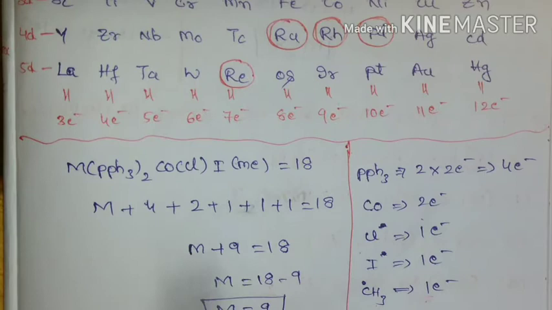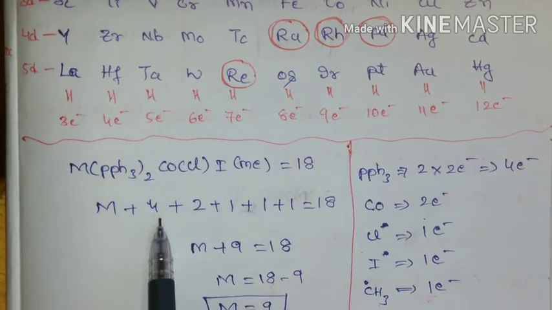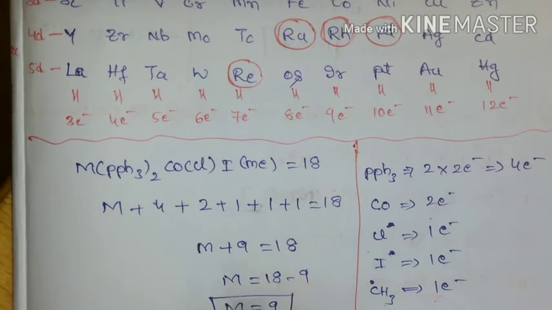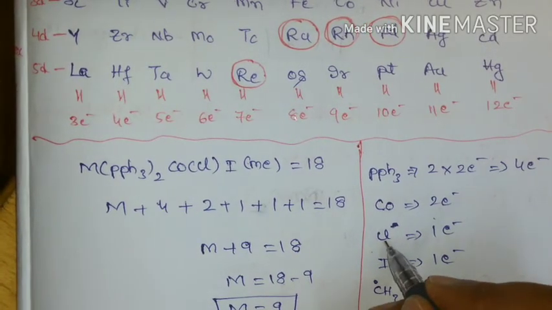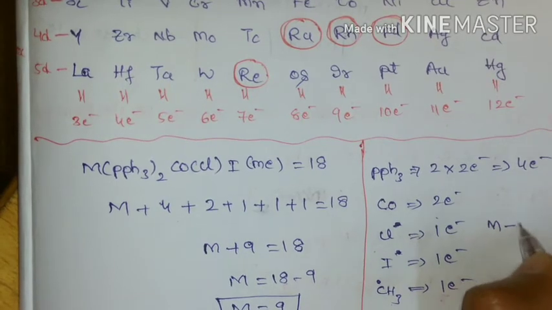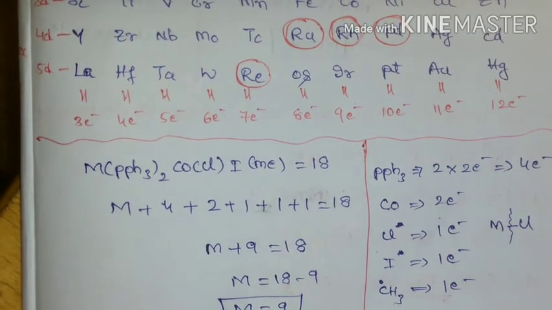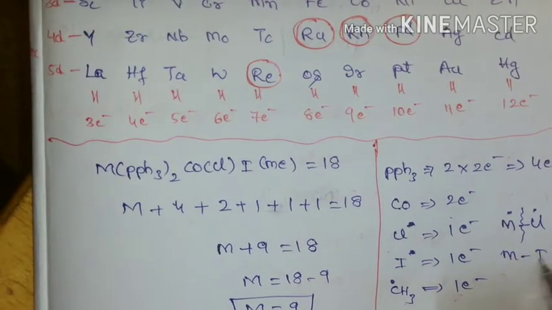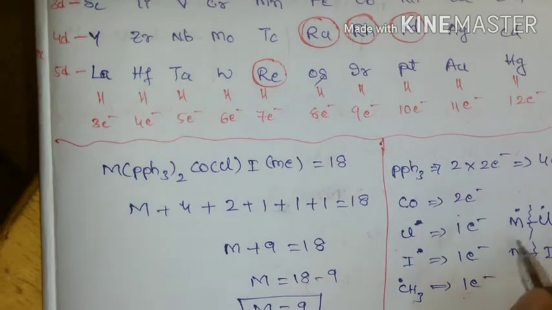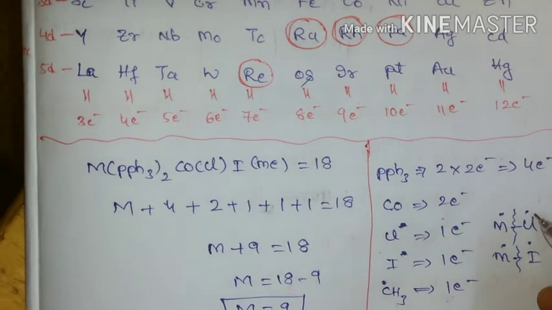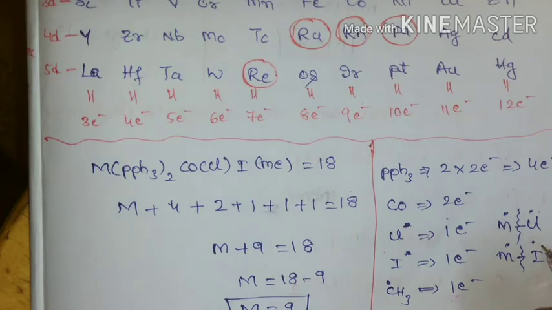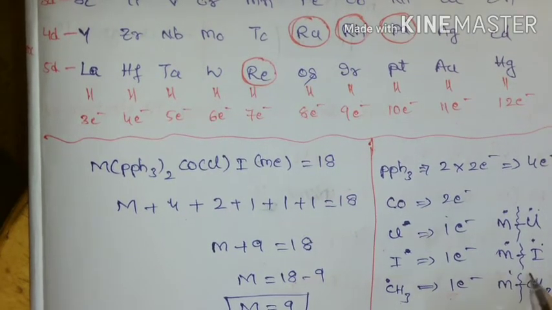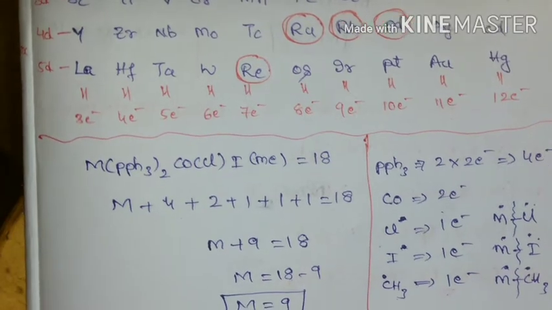So if we substitute all these values, M plus 4, 2 into 2, 4, 2 for carbonyl, Cl. Here Cl contributes 1 electron as M-Cl. If I do homolytic cleavage, I am going to get M dot, Cl dot. Similarly M-I: if I do homolytic cleavage, M dot, I dot. So it is also going to contribute 1 electron. Similarly M-CH3: if I do homolytic cleavage, it is going to contribute 1 electron.